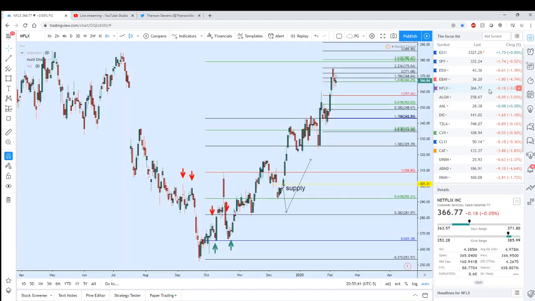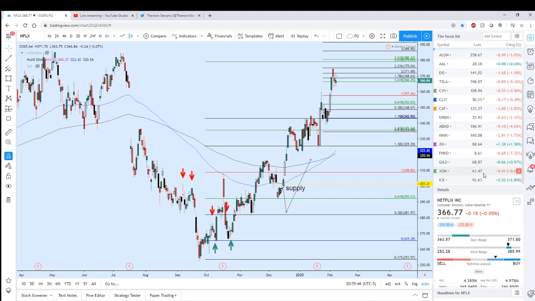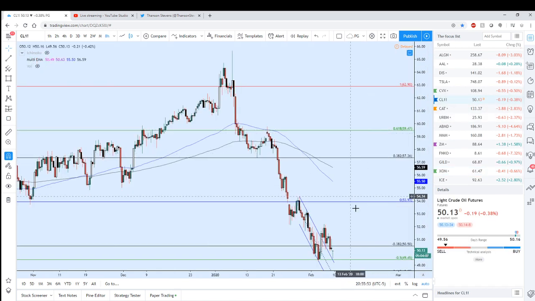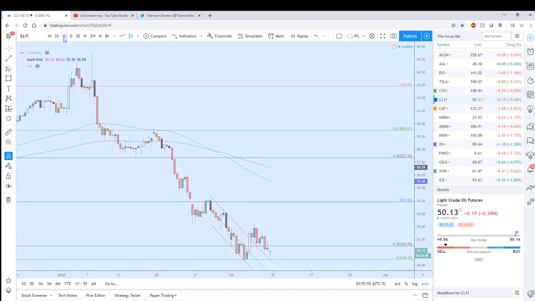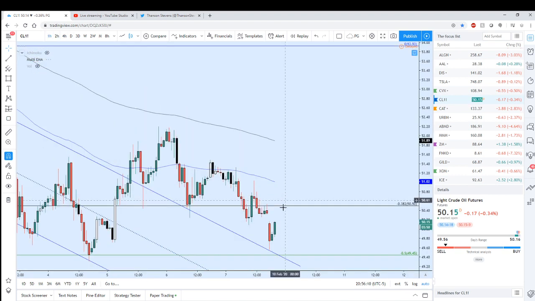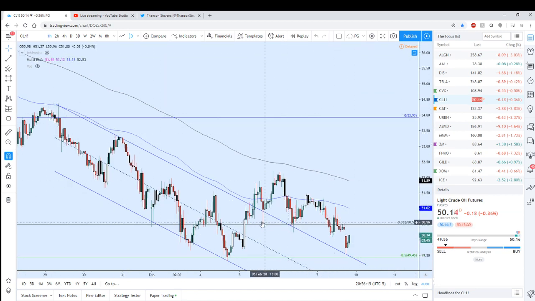AAL, Netflix, and Exxon. Oh yeah, CL. That was another one that I was watching because it dropped at the open. So we go to crude oil futures now, and they're only down 0.4% compared to the over 1% they were when the futures opened. And it's an inside hour up on a backtest of a channel break.